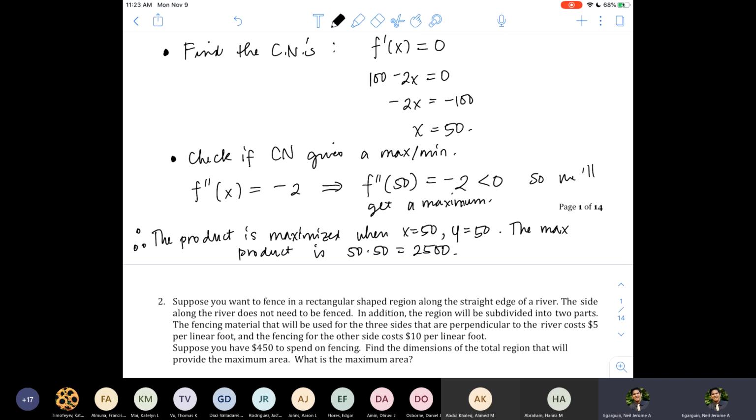So basically, the important thing here is you mention that the maximum product is 2500, okay? Because if you stop here, or even here, you were not able to answer the problem completely. So you'll probably get some deductions. So make sure to go back to the problem and make sure to answer what it is asking for. Okay, is that clear? Any questions?